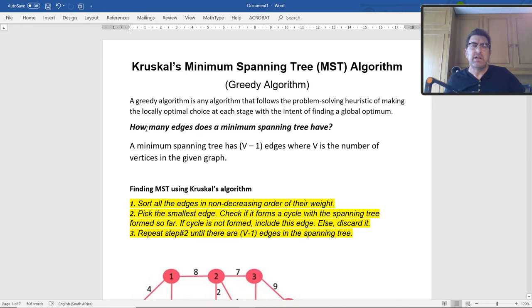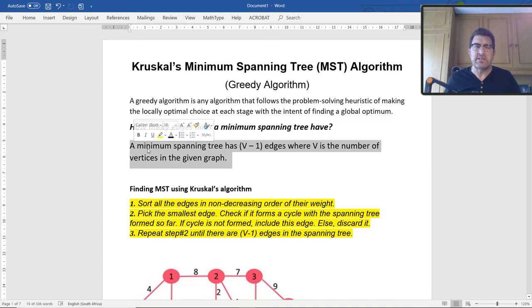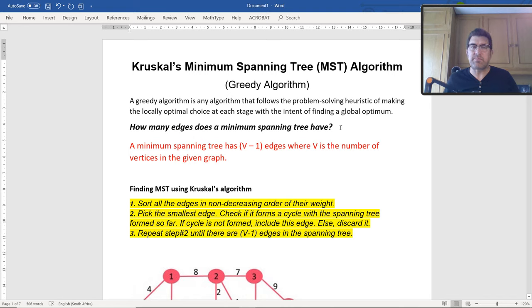But let's talk about, how many edges does a minimum spanning tree have? Well, if there are five vertices, those five vertices are going to be joined by a minimum of four edges. Okay, so a minimum spanning tree has V minus one edges, where V is the number of vertices in the given graph. Now please folks, that is very important. Note that down somewhere, so that in a minimum spanning tree, you have one less edge than you have vertices. Then you know it's a minimum spanning tree. Now that will be the case whether the graph is weighted or not.